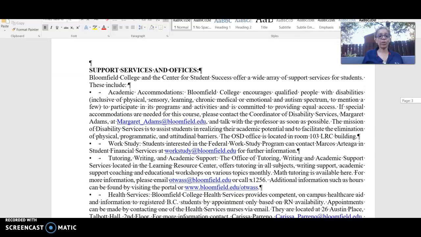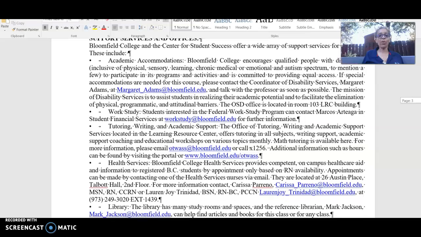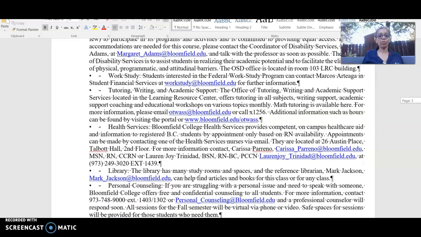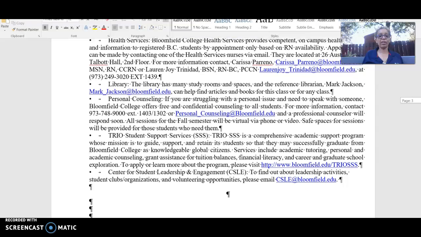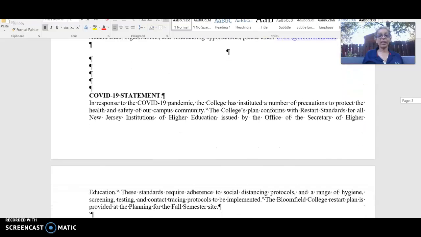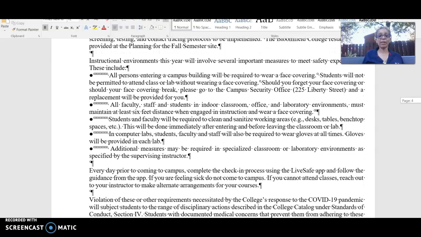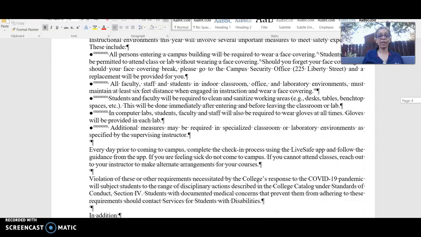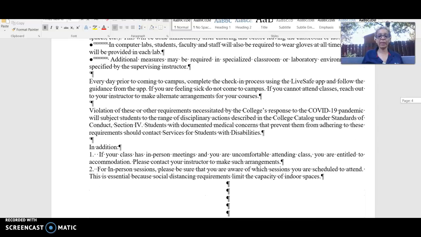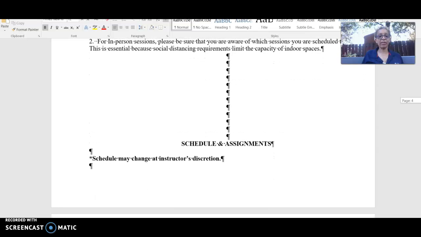And here's all the support services. All right, so you can look those over. Work study, tutoring, health services, and so on. Personal counseling. Here's the COVID-19 statement. That's in the event that you need to come to class. If you need to come into school, you won't be coming in on my account, but if you need to come up to the school, you should know the COVID-19 policy, which is in the syllabus.